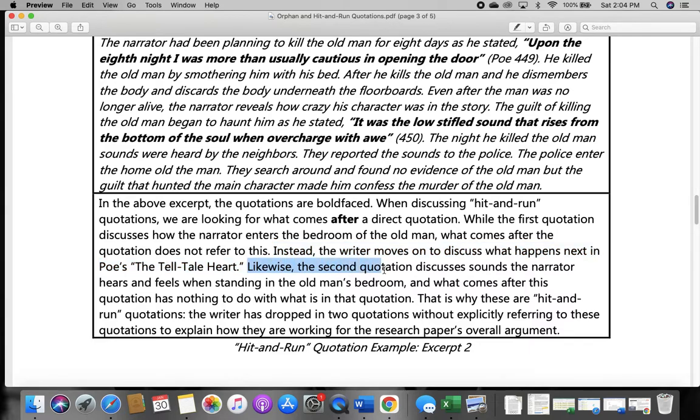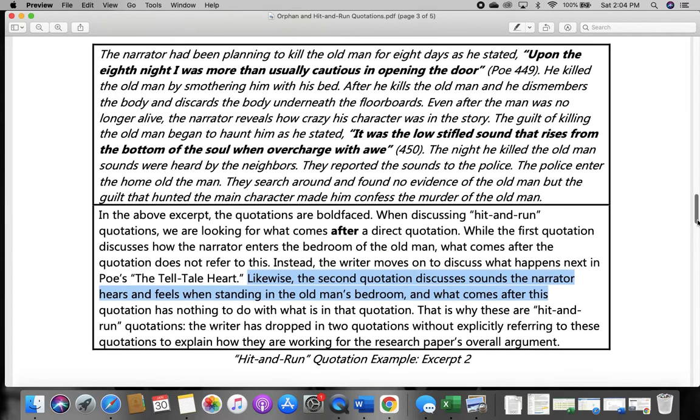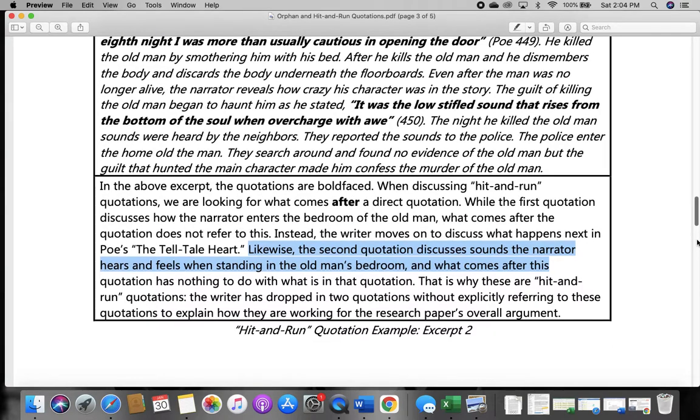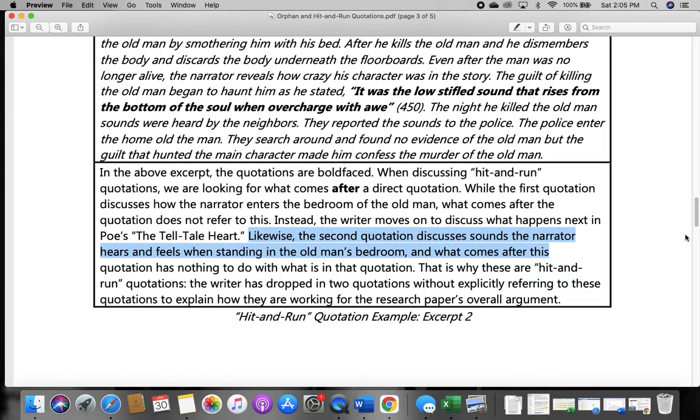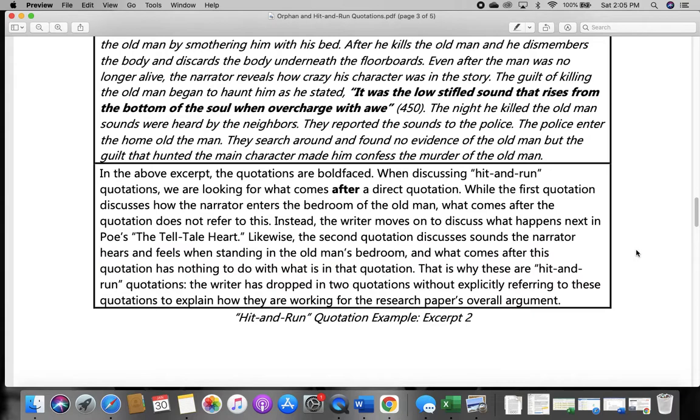The narrative, excuse me. I said, likewise, the second quotation discusses sounds the narrator hears and feels when standing in the old man's bedroom, and what comes after this quotation has nothing to do with what is in that quotation. This is why these are hit and run quotations.